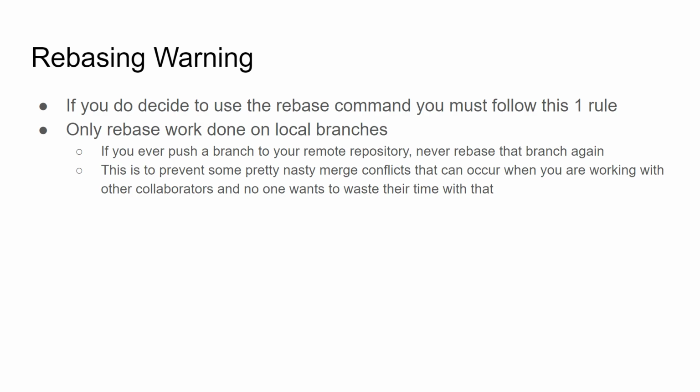So if you do some local changes, right, you create a new branch on your own machine, make a few commits on that one, and then you want to rebase onto the master, because you haven't pushed that branch, that's perfectly fine. But if that branch ever goes up onto the server, don't rebase onto it anymore. Does that make sense? So only rebase on your local versions.